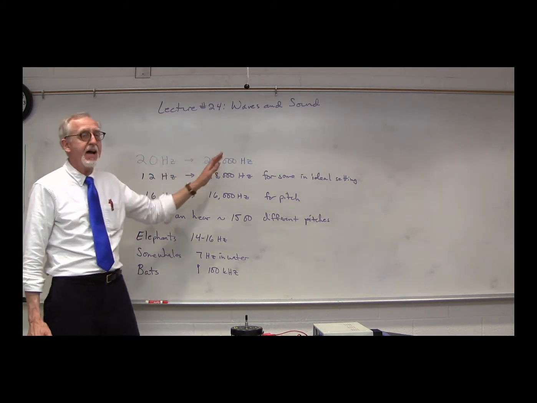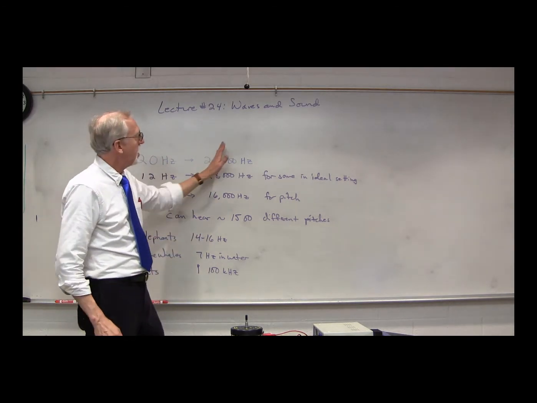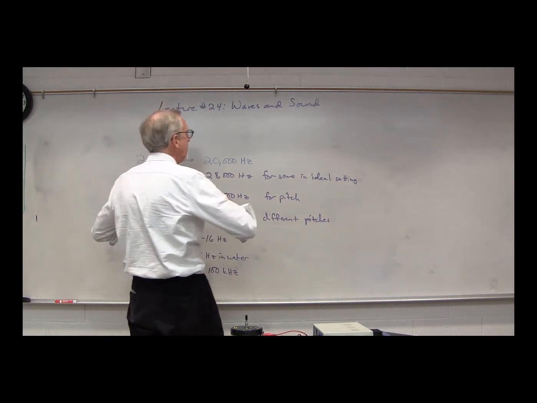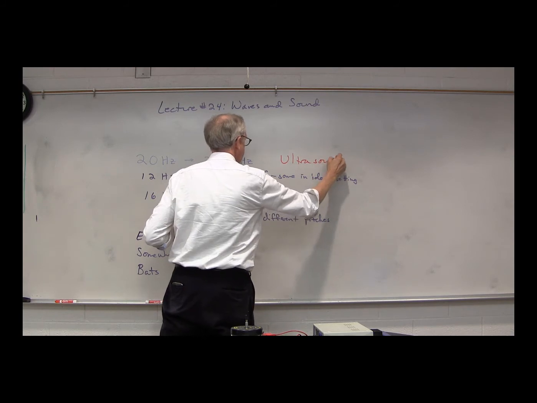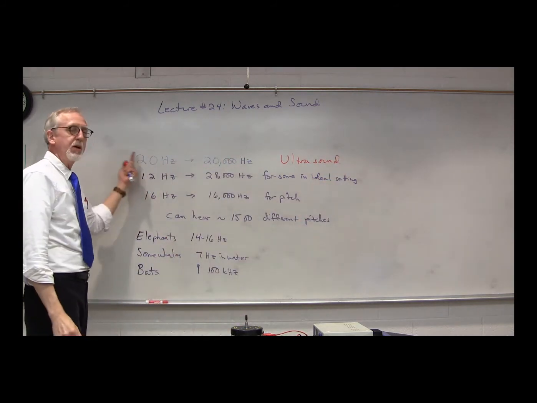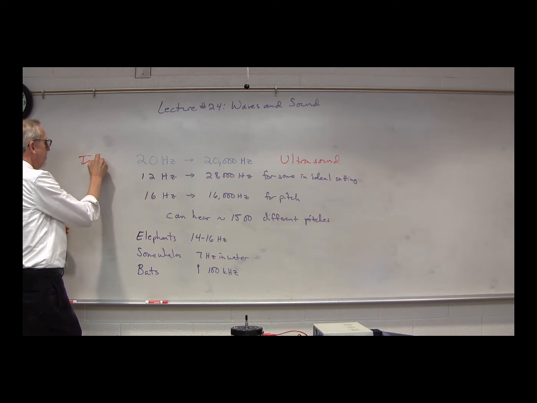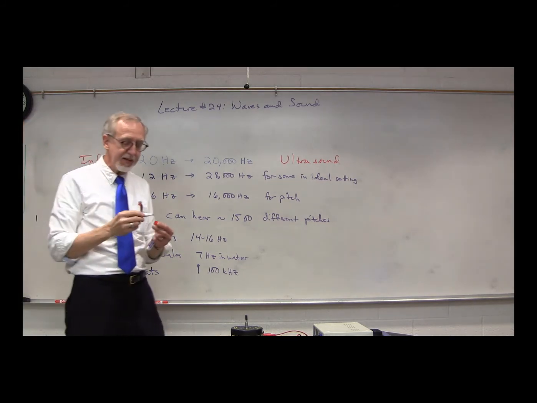Now, there are sound waves outside of this range that we just cannot hear. Sound with a frequency higher than 20,000 hertz is called ultrasound, while sound waves with frequencies lower than 20 hertz are called infrasound. And there are some animals that can actually hear these.